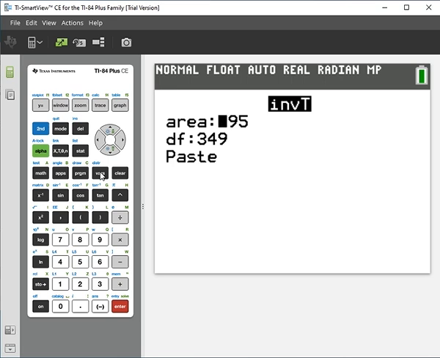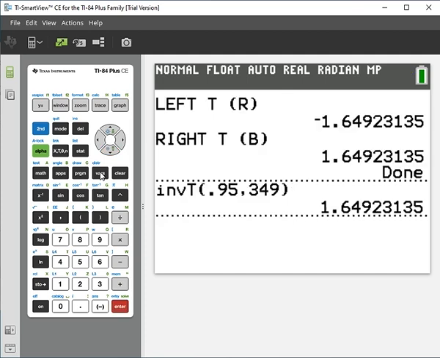So if you use the inverse t function in your calculator, make sure that you enter C plus half of the complement of C. So in this case, that's 95%. The degrees of freedom is still 349. We're going to paste that into our function, and out comes that same value for t.